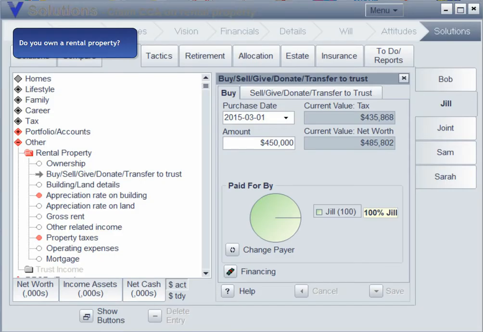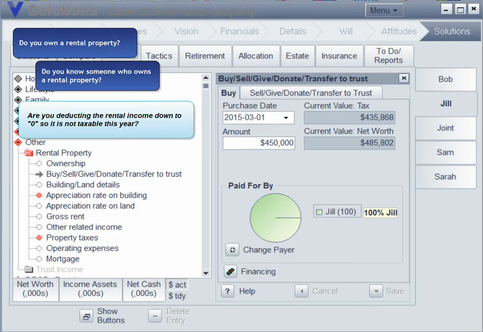Do you have a rental property, or do you know somebody that has a rental property? And what's the impact on your taxes? So let's take a look at Jill.